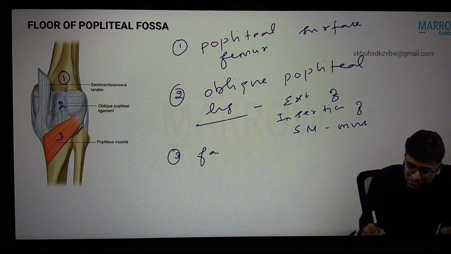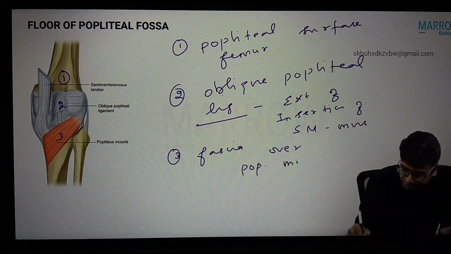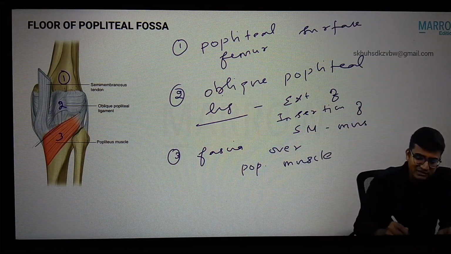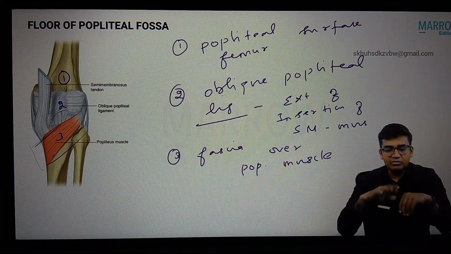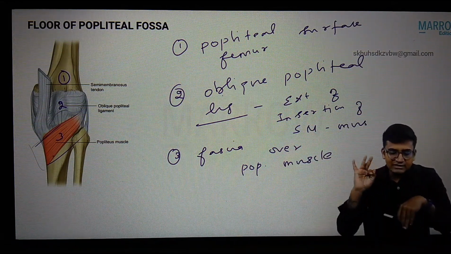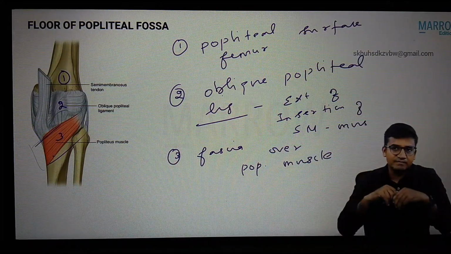Number 3, fascia over popliteus muscle. Yes, the fascia will be there over the popliteus muscle. These three structures form the floor of the popliteal fossa. What are those? The popliteal surface of the femur, oblique popliteal ligament, and the fascia of the popliteus muscle. These three structures form the floor from above downwards.